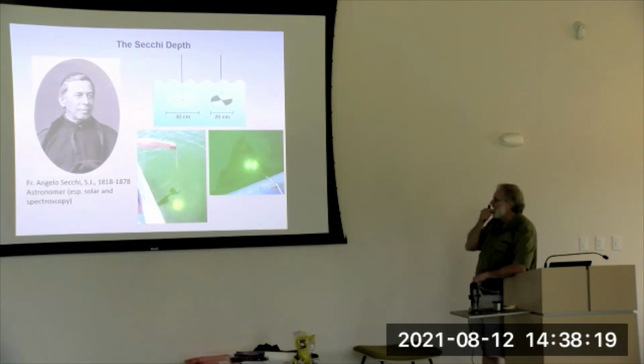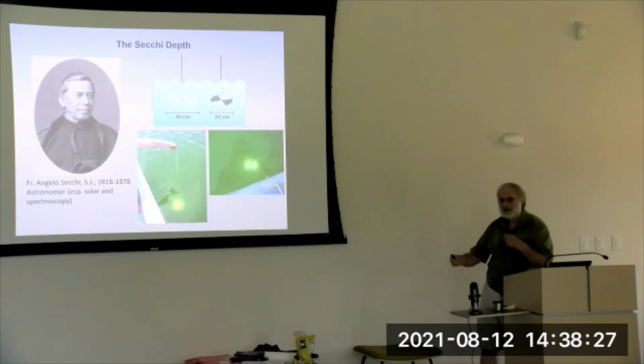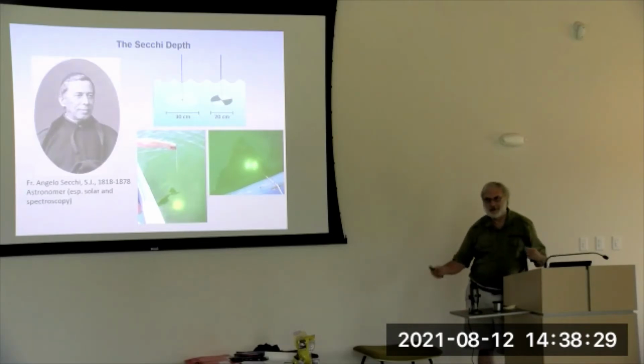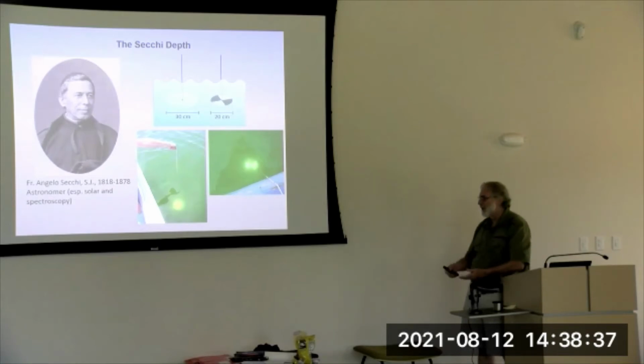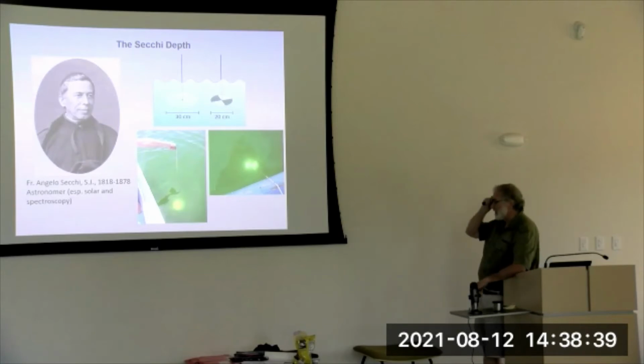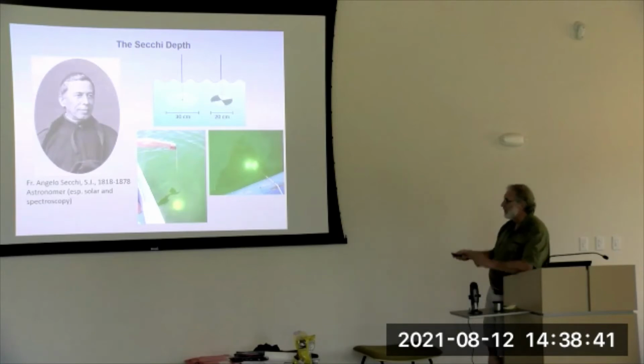But anyway, he was out on the Pope's yacht one day and got to playing in the water here, lowering this disc in the water and seeing how deep it would go before it disappeared, and wrote this paper on how to determine something about the clarity of the water by lowering a white disc into the water, which is now called a Secchi disc. And that was his only paper in oceanography.